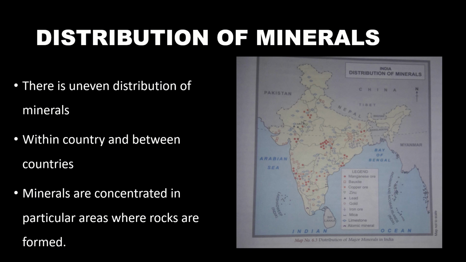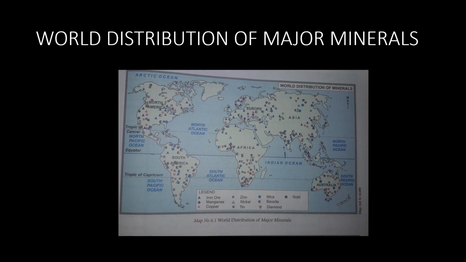In the same manner we have copper. Copper is the square, brownish orange in color, and the places where you can find copper are Jharkhand, Madhya Pradesh, Andhra Pradesh and Karnataka. In this manner you can find out exactly where which mineral is distributed.